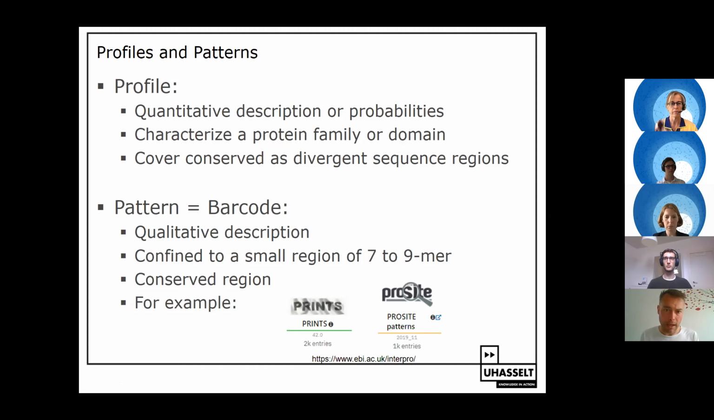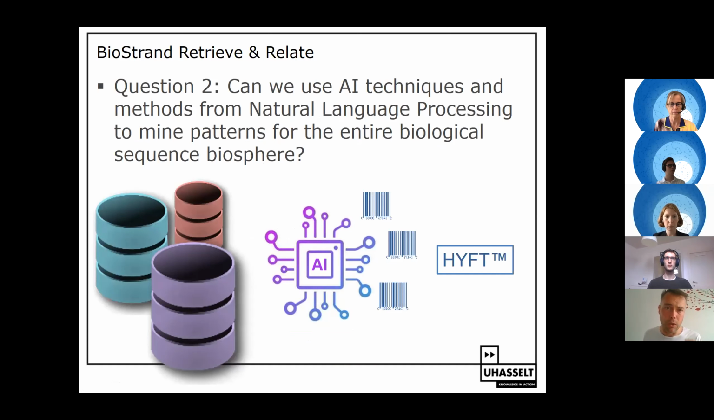So that's where I discovered the second question that the people from BioStrand asked themselves, and that is, can we use techniques from artificial intelligence to mine the entire biological sequence biosphere to find these informative barcodes? What they did is they applied natural language processing techniques to discover frequent and informative patterns or barcodes, and they are called HIF patterns. And there are many of them. At the moment, they're still discovering new HIF patterns because mining is still going on.